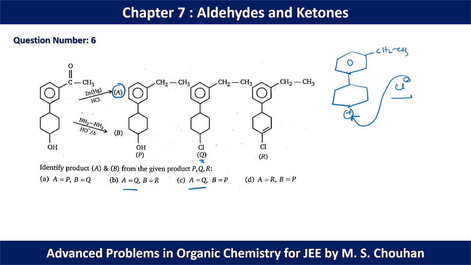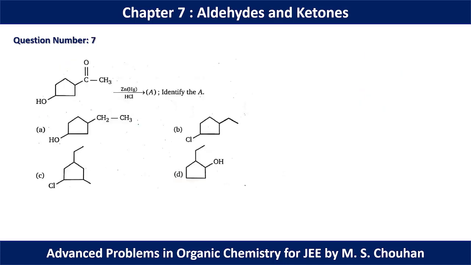And finally we have hydrazine and OH minus. So this is a case of Wolff-Kishner reduction. So again we can have CH2 in this position, but this OH will be unreacted. So for question number 6, option C should be the correct option, where we have unreacted OH along with the reduction.